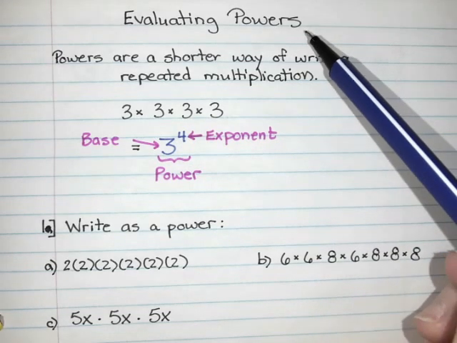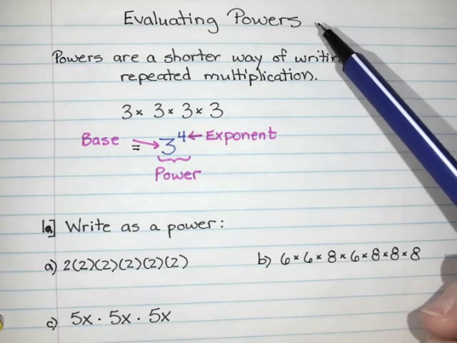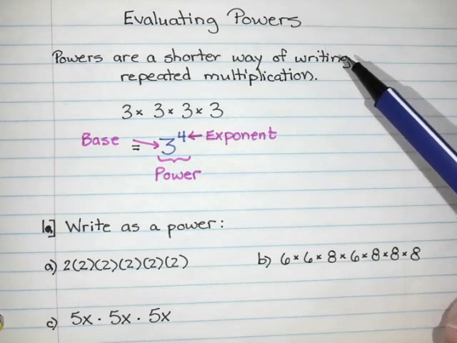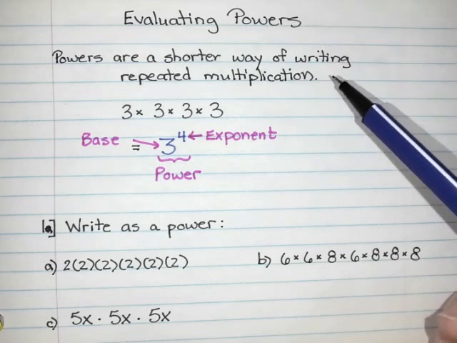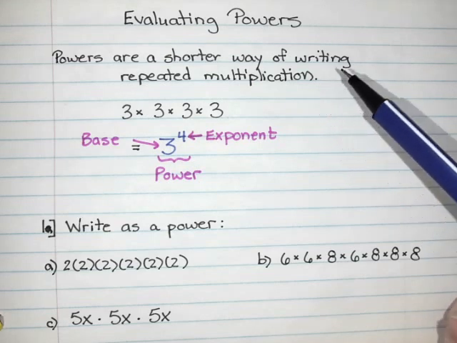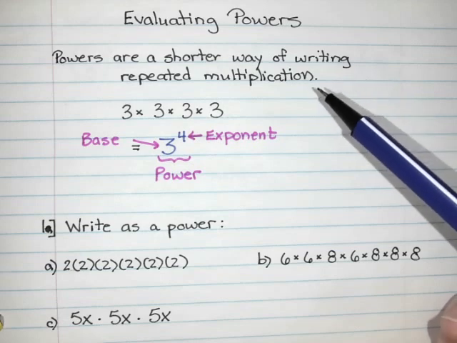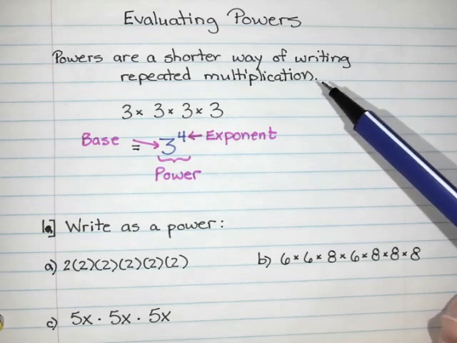Today we're talking about evaluating powers. A power is just a shorter way of writing repeated multiplication. So if you are multiplying something by itself multiple times, you can shorten that by writing it as a power.